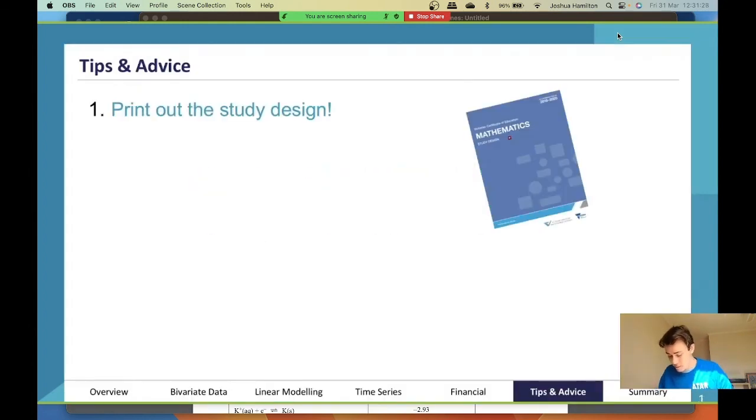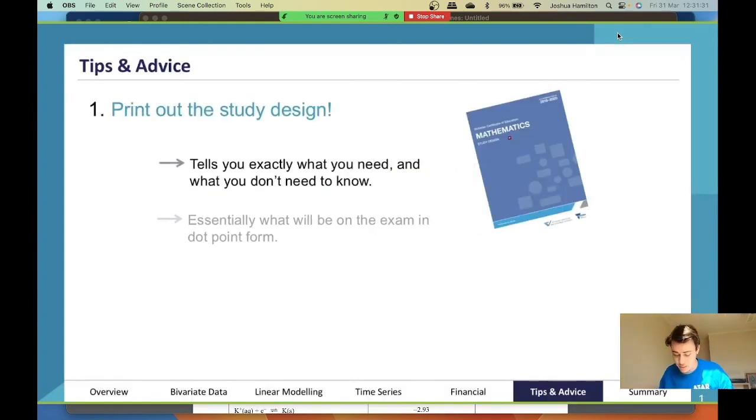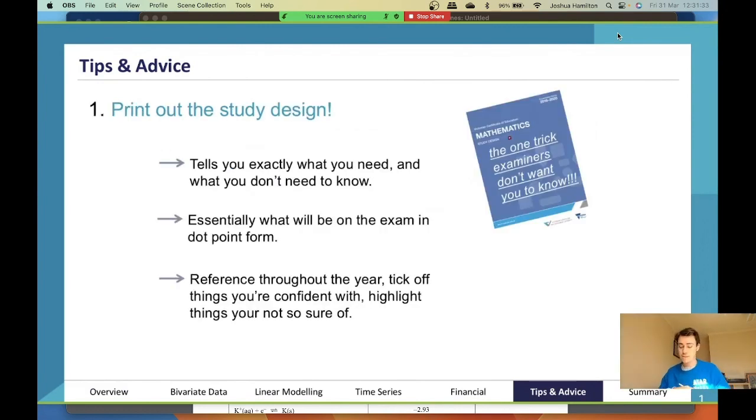These tips have been in these slides for a very long time, but I really like them, so I didn't really want to change them. First of all, the study design has changed this year, and I didn't change the image for it, but there is a new study design. It's new content, and when I say new content, there aren't drastic changes. They've removed the causal and causation stuff in data, which we've already discussed. Nothing changed in finance.